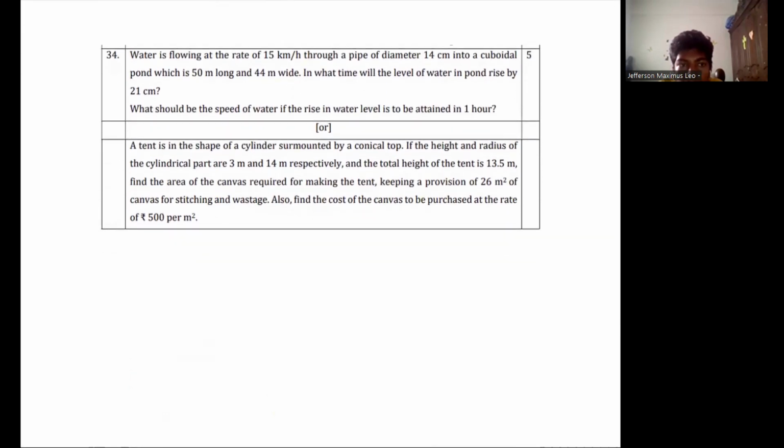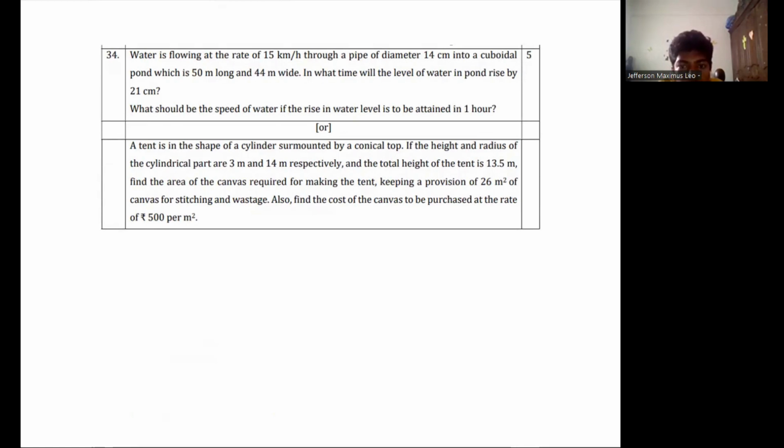34. First question. Water is flowing at the rate of 15 kilometers per hour through a pipe of diameter 14 centimeter into a cuboidal pond which is 50 meter long and 44 meter wide. In what time will the level of the water in the pond rise by 21 centimeter? What should be the speed of water if the risen water level is to be attained in 1 hour?